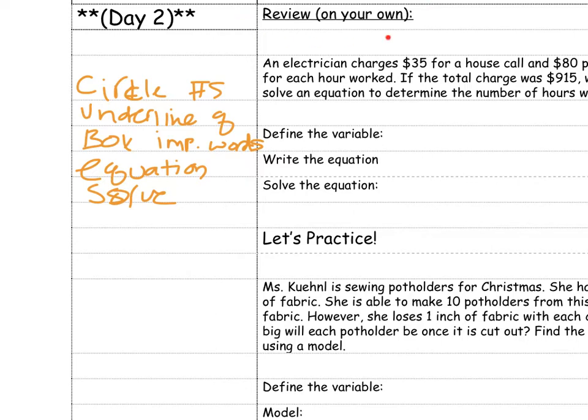So, do this problem on your own. Remember our cubes method. So, circle the numbers, underline the question, box those important words, write your equation, and then solve.